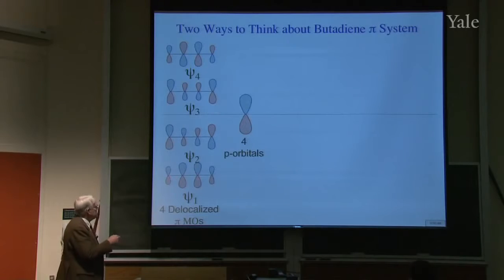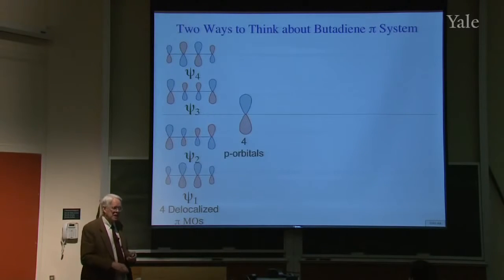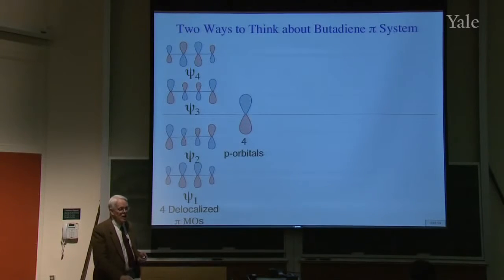You notice that the best one is big in the middle. Why are the p orbitals big in the middle rather than all of them being the same size to get the best overall overlap? Elisa, what do you say? Because the ones in the middle have 2. Right, the ones in the middle have 2 overlaps.